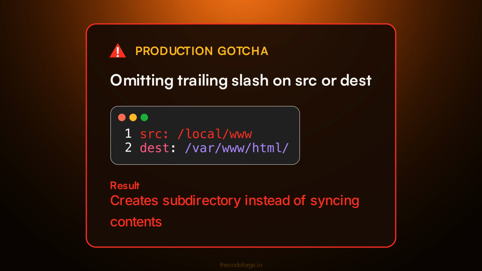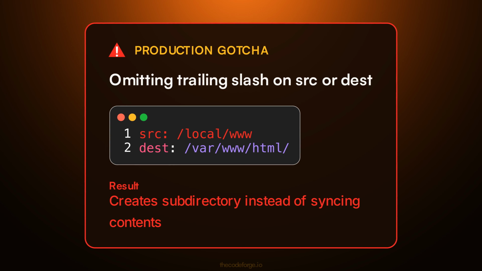Always use trailing slashes on src and dest. Without them, synchronize will create a subdirectory. For example, src: path/ syncs contents, while src: path syncs the directory itself.